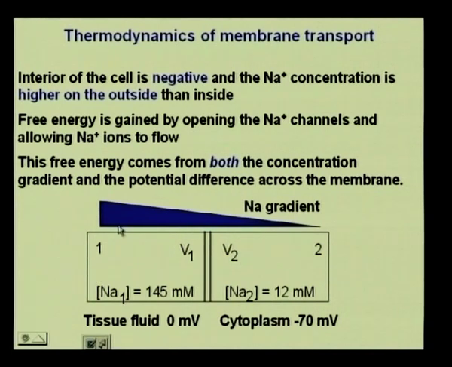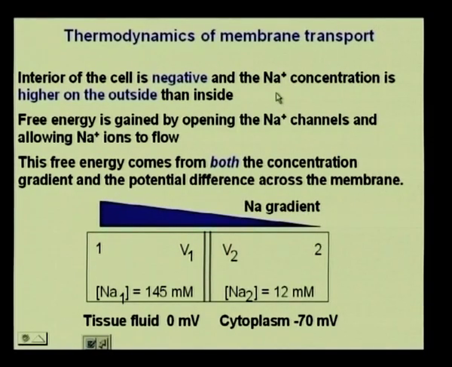If we consider now our sodium gradient, what did we have? We had 145 millimolar. Where is this, outside now? 145 millimolar. We know that the inside of the cell has high potassium and low sodium. So the sodium gradient is such that you are going from the outside to the inside of the cell. The tissue fluid has 0 millivolts, the cytoplasm has minus 70. Now, where has this minus 70 come from? It has come because of the ion concentrations being different on either side of the membrane. So the interior of the cell is negative and the sodium concentration is higher on the outside than the inside.